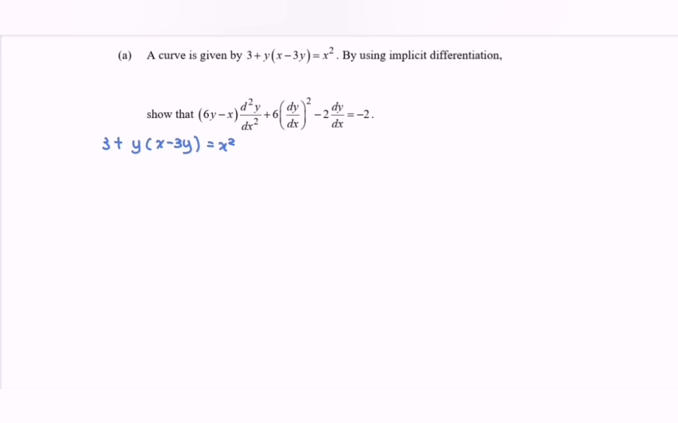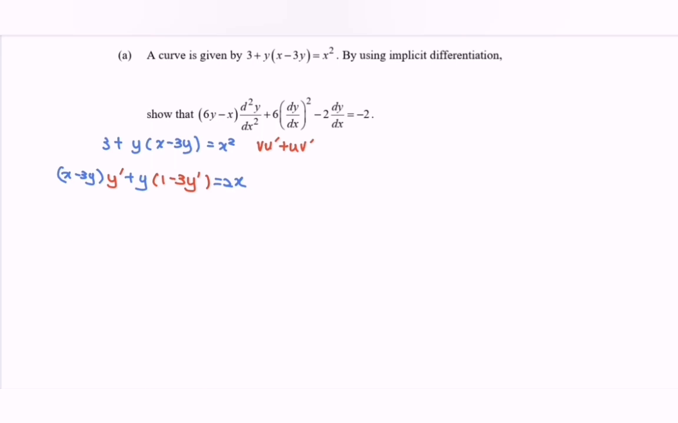dy/dx. So differentiate the 3, we'll have 0. Then product rule, we have v u prime plus u v prime. So that is the product rule. So we have x minus 3y. Differentiate the y and we will have y prime. Continue. Plus we have the y. Differentiate the x and we will have 1 minus 3y prime. Continue. We have the 2x.